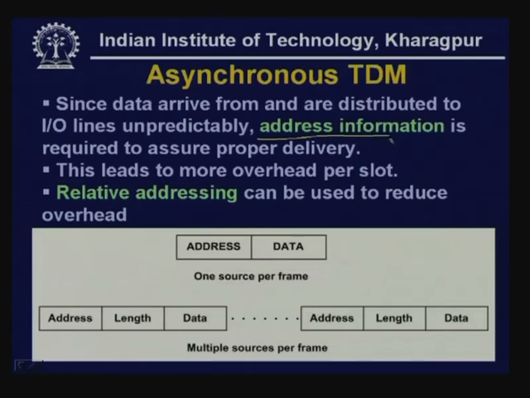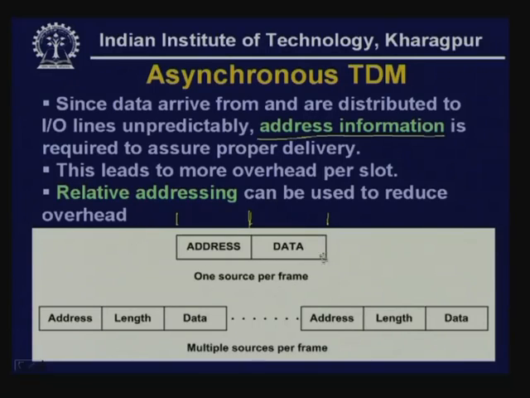For that purpose, you have to incorporate address information. So, for proper delivery at the receiving end, it is necessary to have address information embedded as part of the data. So, there is an overhead. Apart from data, as you can see here, we are adding the address information. And since it is an overhead, we want to minimize it.